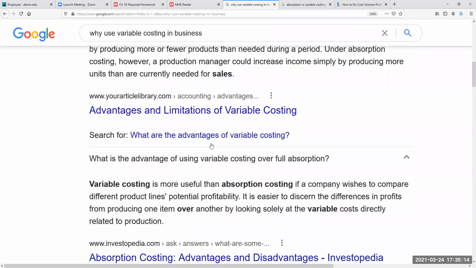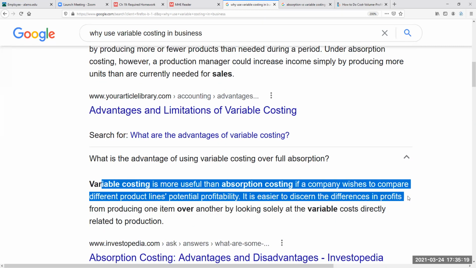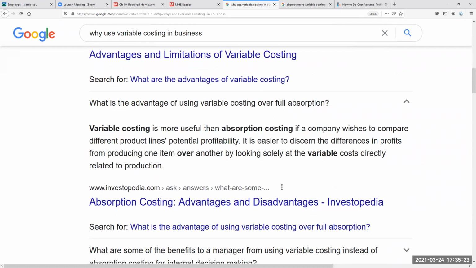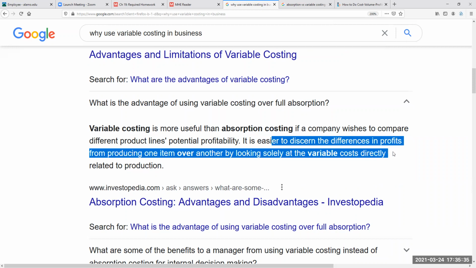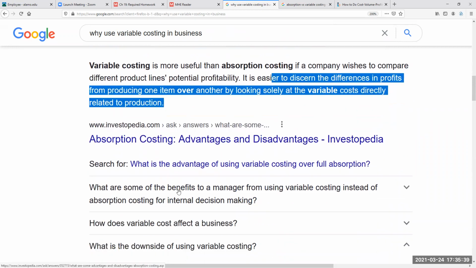Now, what's the limitation of variable? It's more useful if a company wishes to compare different product lines, potential profits. You know, you got a couple of brands of cereal, which one's more profitable? You got different chairs and sofas, which one's more profitable? It is easier to discern the difference in profits from producing one item by looking solely at the variable cost.